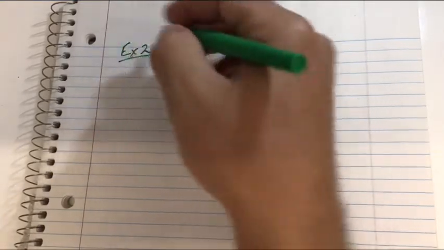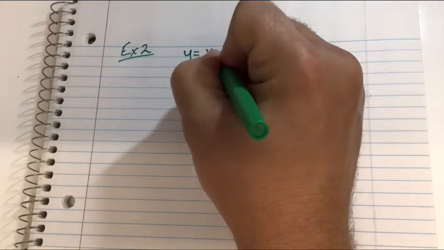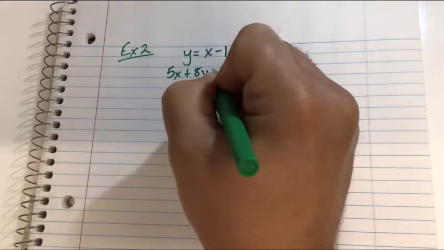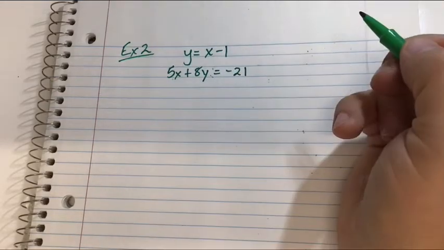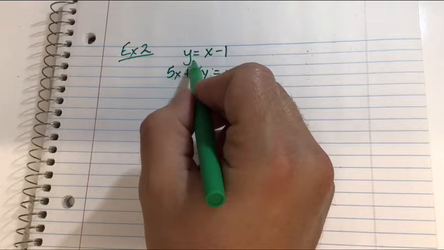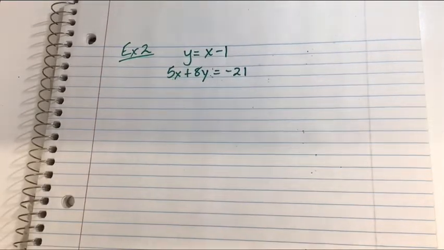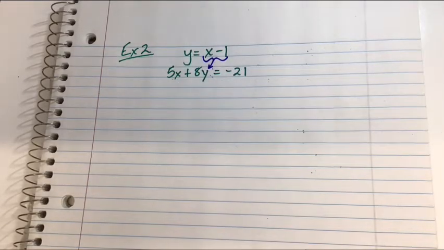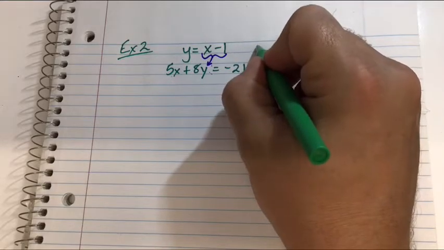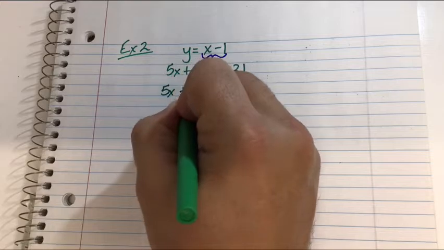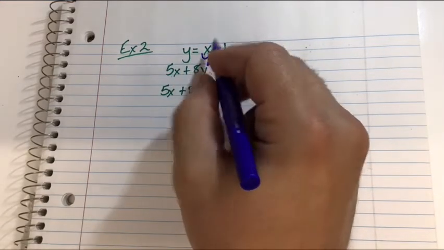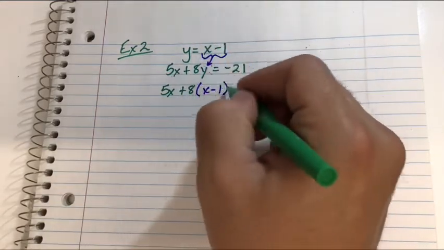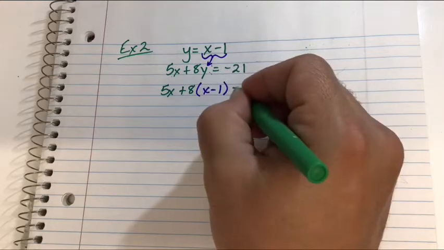For example 2, we're going to start off with this system, y equals x minus 1 is our first equation, and the next equation is 5x plus 8y equals negative 21. And since our first equation has a y by itself, that means I can replace the other y in the other equation with this expression. So when I rewrite that equation, it becomes 5x plus 8 parentheses x minus 1, because I'm replacing just the y with that expression, and I have to multiply all of that expression by 8, so I have to use parentheses. That equals negative 21.